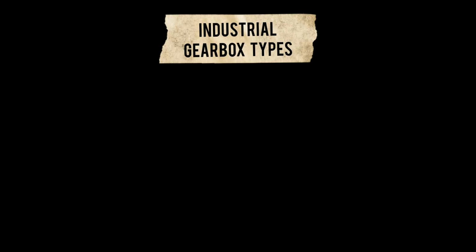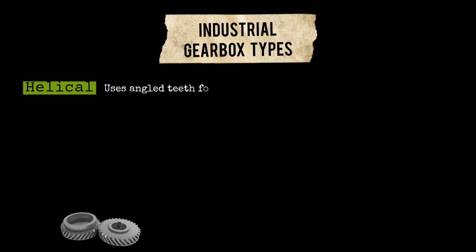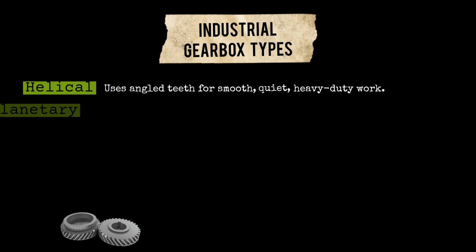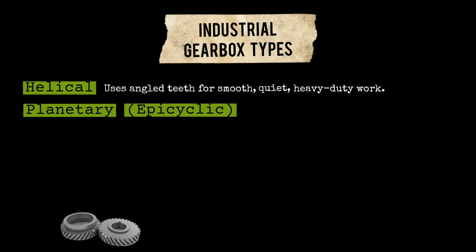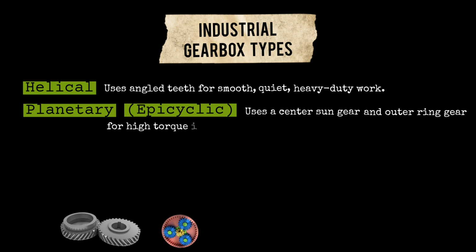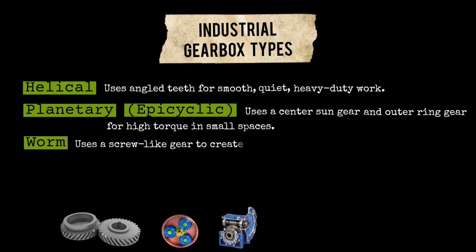Industrial gearbox types. Helical. Uses angled teeth for smooth, quiet, heavy-duty work. Planetary, epicyclic. Uses a center sun gear and outer ring gear for high torque in small spaces. Worm. Uses a screw-like gear to create large speed drops at a 90-degree angle.